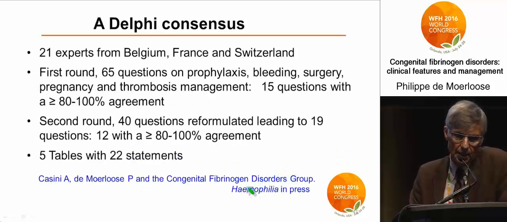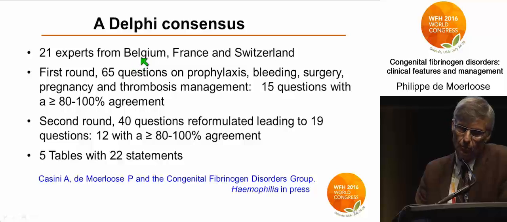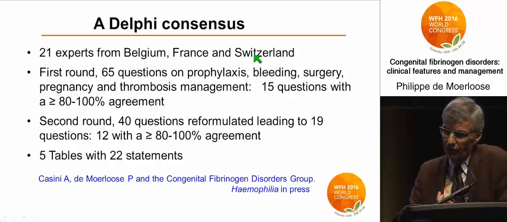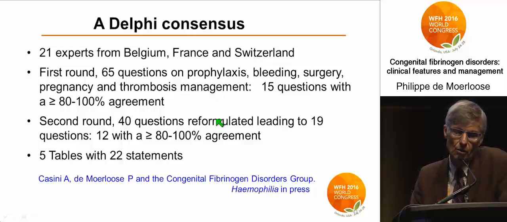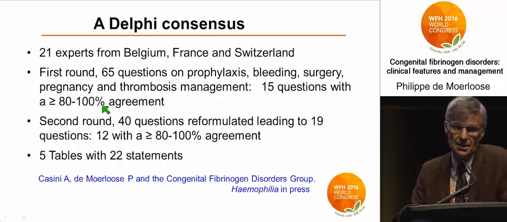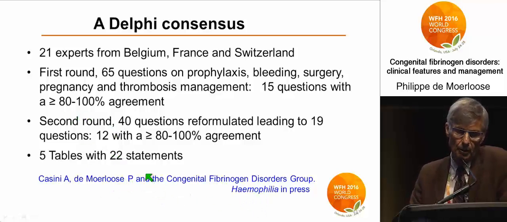What we did recently, and with the help of 21 experts from Belgium, France, and Switzerland, we did a Delphi process because there is so poor information and all evidence has low-grade evidence. So we did the first one, 65 questions on prophylaxis, bleeding, surgery, pregnancy, and thrombosis. 15 questions were with more than 80% of agreement, so we kept these questions as statements, and we did a second round, and finally we ended up, and this paper will be published soon, with 22 statements.